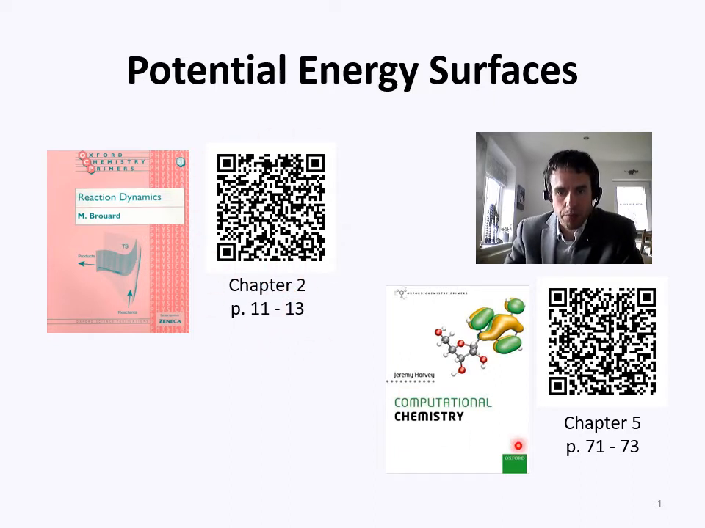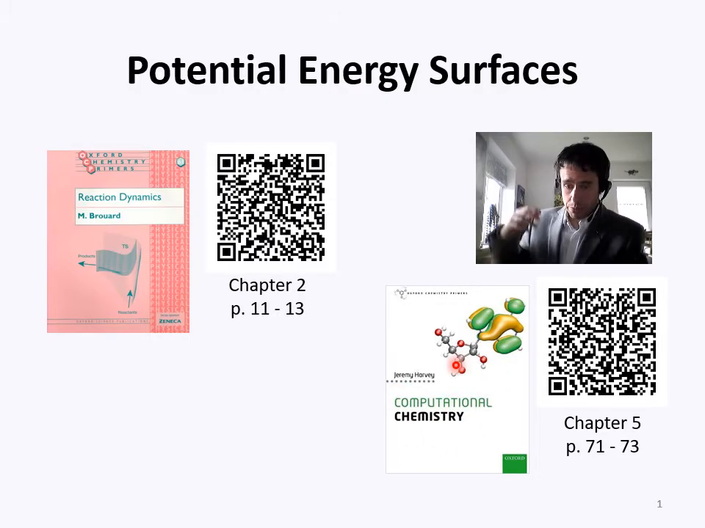And likewise, there's Computational Chemistry by Jeremy Harvey, who incidentally was a lecturer in Bristol whilst I was a student, and taught me a bit about computational chemistry. So this book obviously comes at potential energy surfaces from a computational chemistry aspect, whereas this is perhaps a little bit more practical and theoretical. But in both cases, they're quite useful for just the basics and giving you another explanation of potential energy surfaces.